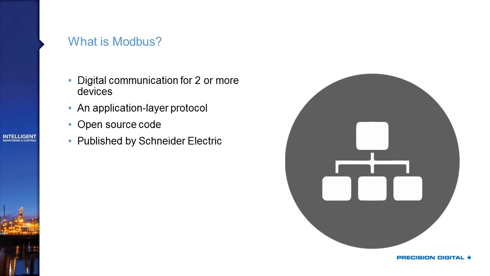It has an open source code, and what that means is that Schneider Electric publishes what it is to have a Modbus device so that they can all talk to one another on the same level. And that's really the reason why Modbus has become so popular. It's something that any manufacturer can design a Modbus device for, or design a device to communicate with. And a Precision Digital Modbus device is going to speak the same language as somebody else's Modbus device because it's all an open source protocol. Everyone understands how they're communicating with each other.